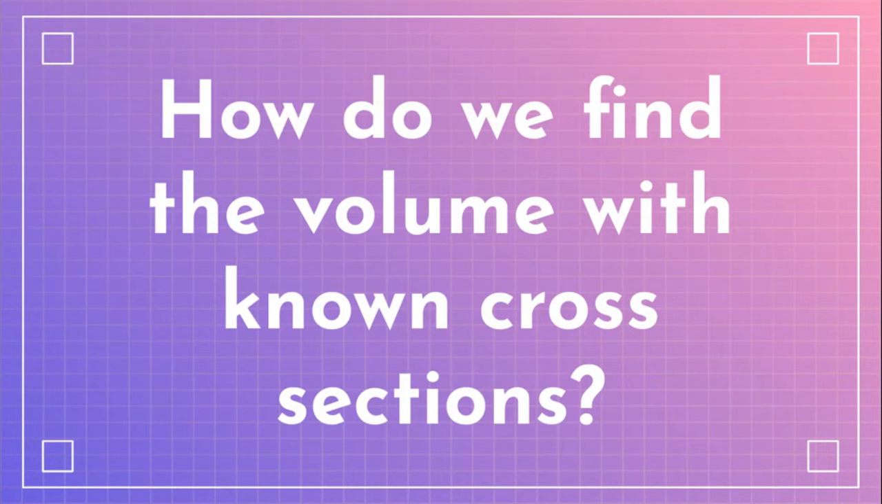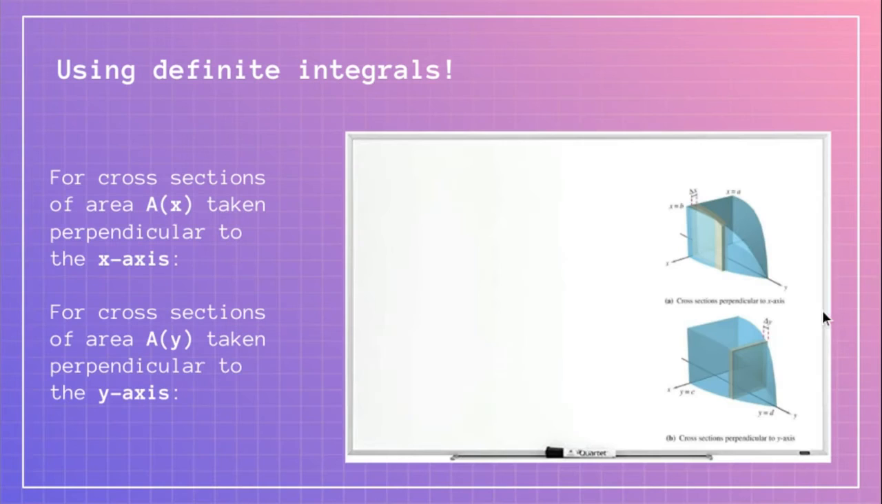Today, I'm going to be reviewing the topic of finding the volume with known cross-sections, specifically cross-sections that are triangles or semicircles. In order to find the volume, we have to use definite integrals.